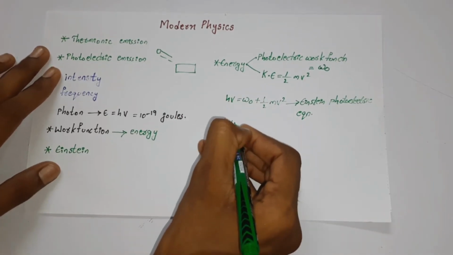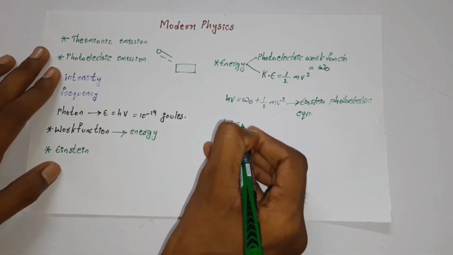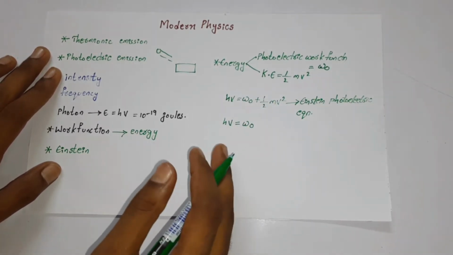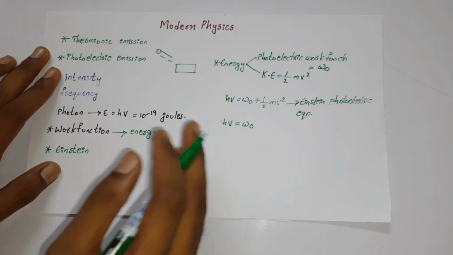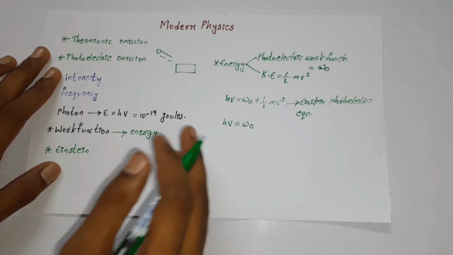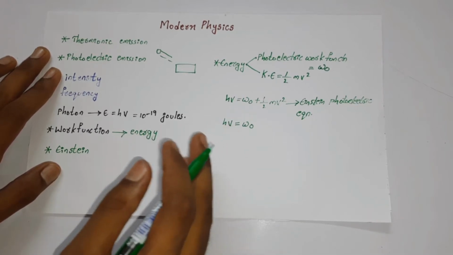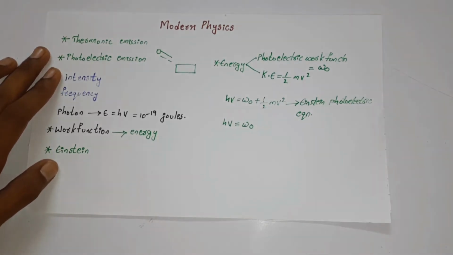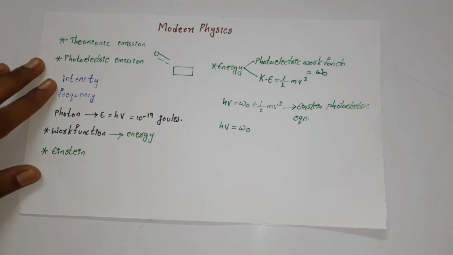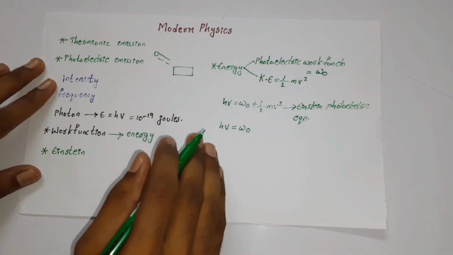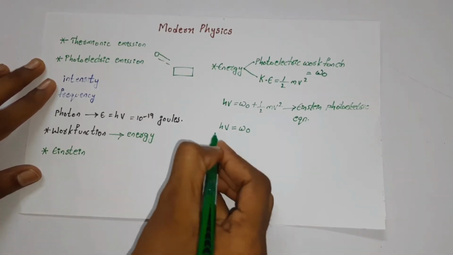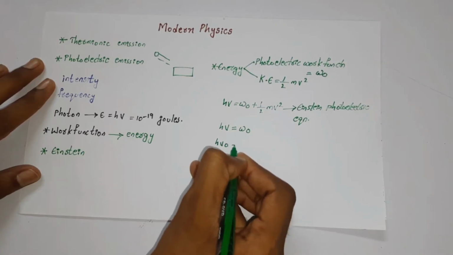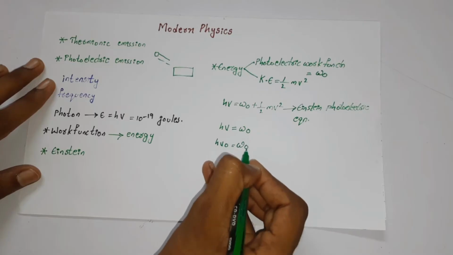This hv will be equal to omega naught. It means there will be no kinetic energy in the photoelectric emission. At that time, hv will be equal to omega naught. And when there is the absence of kinetic energy, this hv will become hv naught equals w naught.